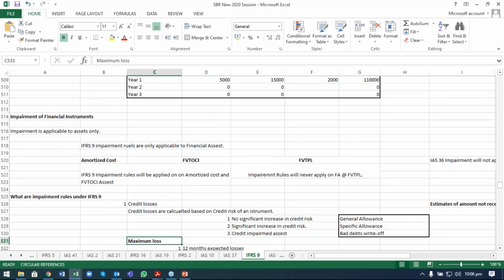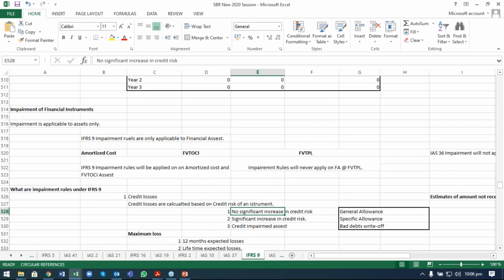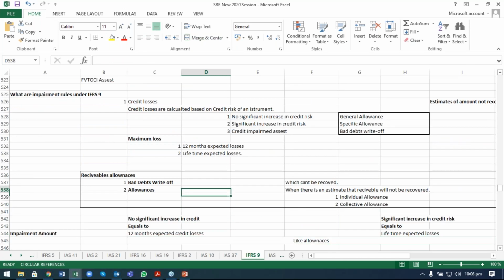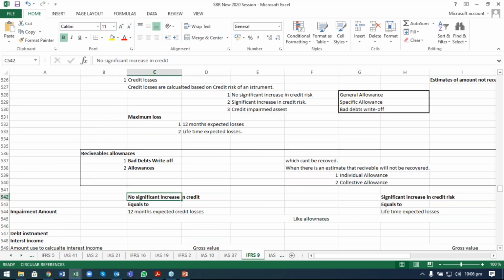So what about the maximum losses you can recognize under these three credit loss categories or credit risk criteria? If there is no significant increase, by the way, the maximum losses constitute two things: 12-month expected losses and lifetime expected losses. So how to account for these 12-month expected losses and lifetime expected losses? No significant increase in credit risk means you have to record 12 months expected credit losses from the carrying value of the financial instrument, right?